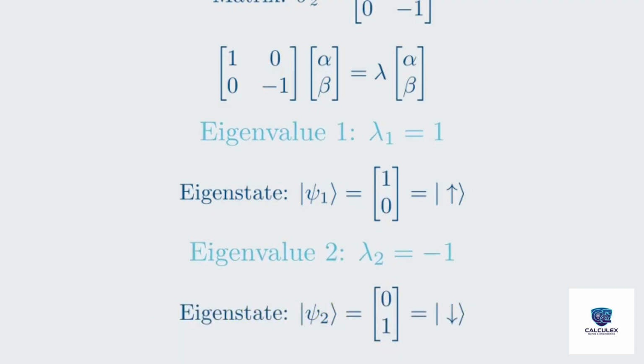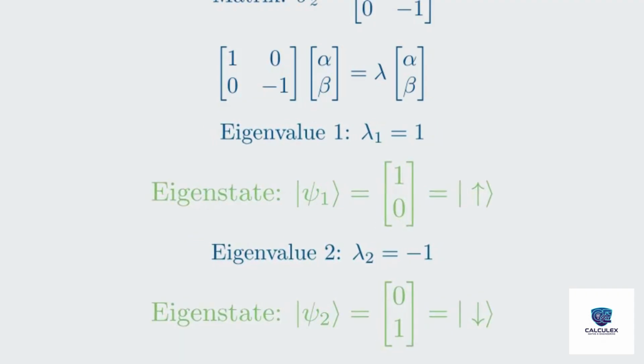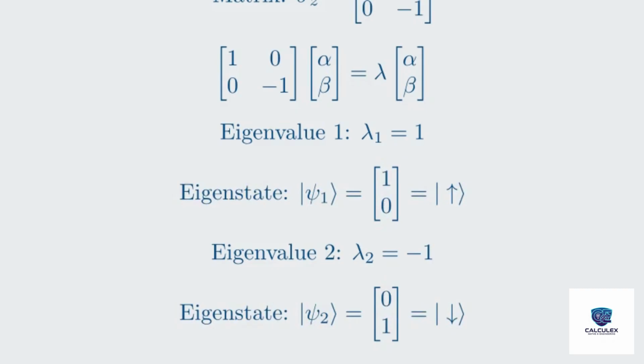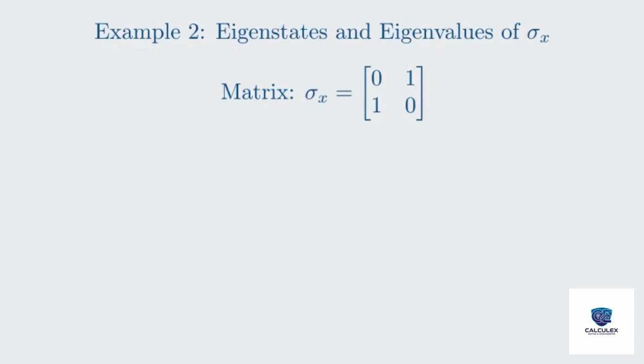This perfectly matches our physical intuition. For a z-spin measurement, you can only get +1 or -1. These are the eigenvalues of sigma z, and the measurement leaves the particle in the corresponding eigenstate. Now for our second example, let's look at the Pauli X matrix. This represents measuring the spin along the x-axis. The process is exactly the same. We take our matrix, sigma x, and solve the eigenvalue equation.